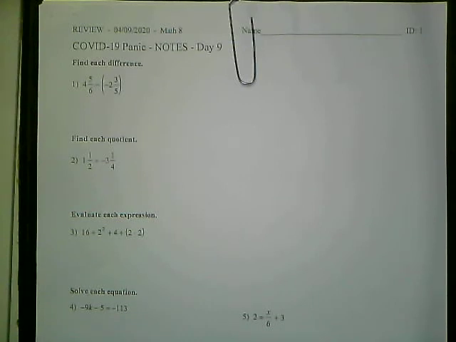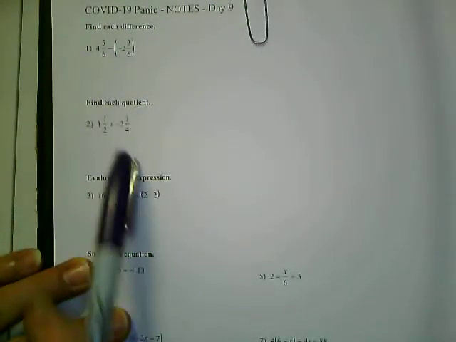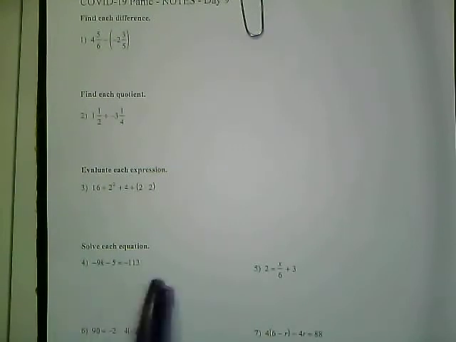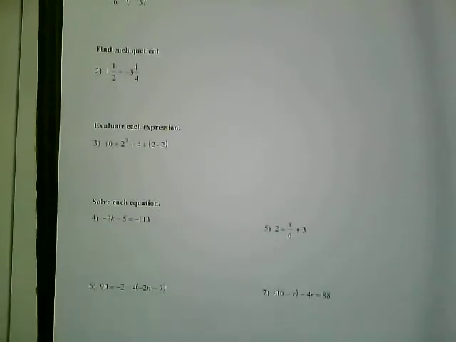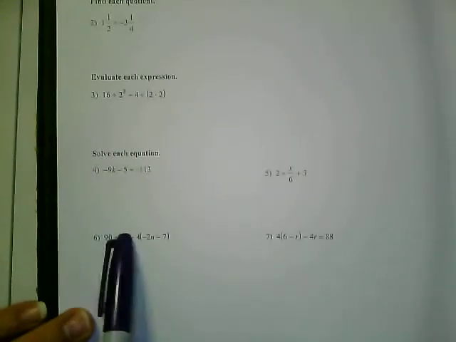Okay, Math 8, here we go, day 9. This is our review day, so you should know how to do these, set these up. These are all that you need to do. You know these. If you don't, go to day 3. Day 3 has examples of all of these. I'm going to go over examples of ones that you learned this week.